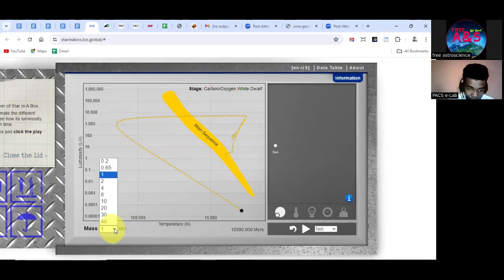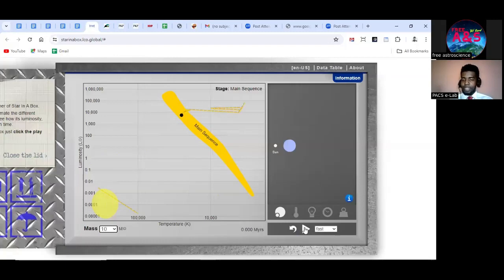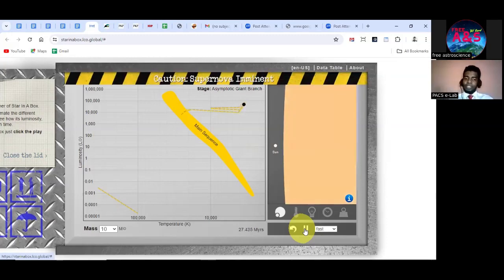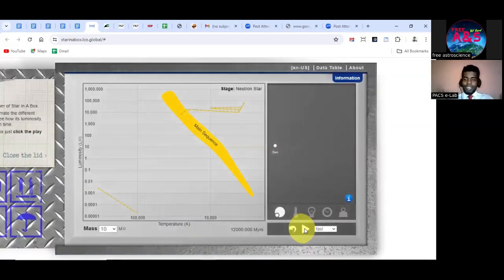So let me do it for very massive ones, like 20. Let me do it for 20 solar mass. So let us see it. That is for high mass stars. Look at this cycle. It's a little bit complicated, but almost the same physics. So boom, look at that. You can't even see what's happening there.